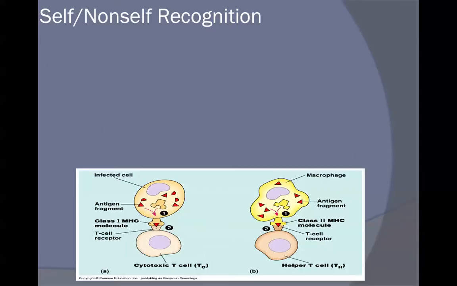So what we're going to do right now is take a look at the difference between helper T cells and cytotoxic T cells, to understand why cytotoxic T cells destroy the cells when they find something wrong, and why helper T cells become activated when they find something wrong inside of a cell.